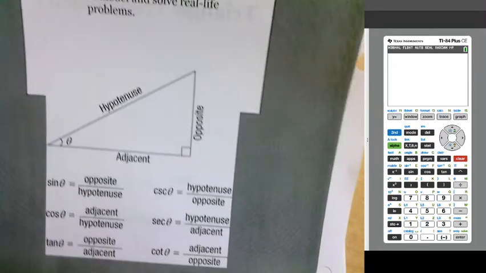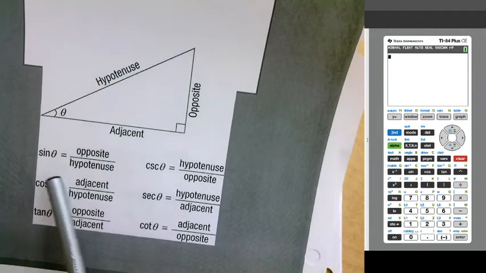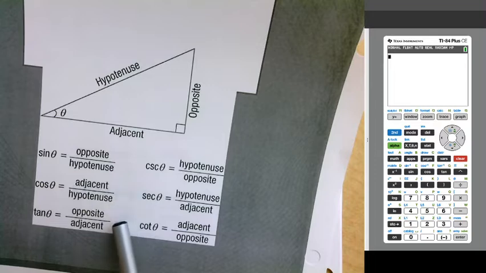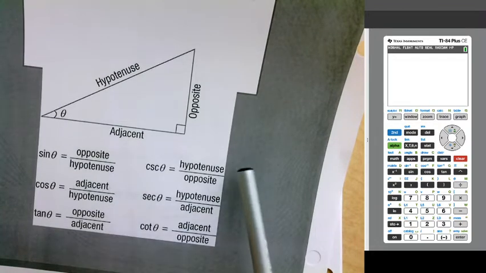And sine can be found by doing the opposite side divided by the hypotenuse, cosine, adjacent side divided by the hypotenuse, tangent, opposite divided by adjacent, and so forth with their reciprocals. Just swap the numerator with the denominator.